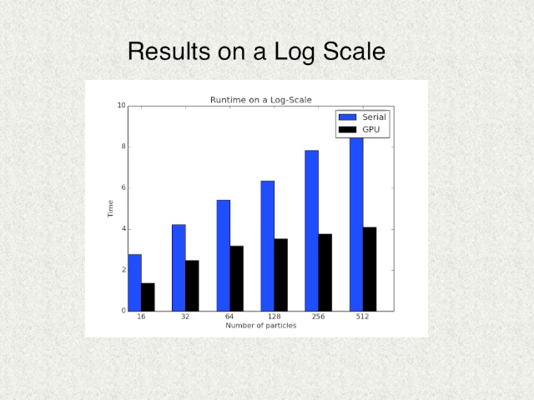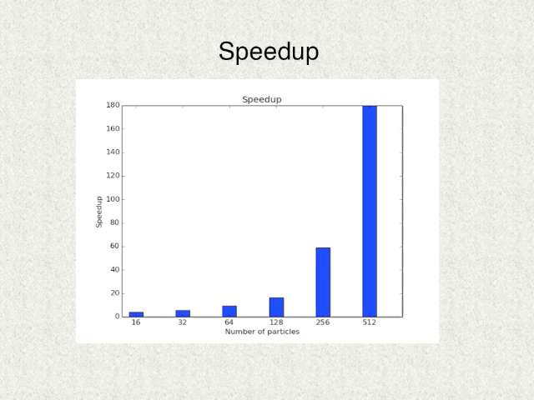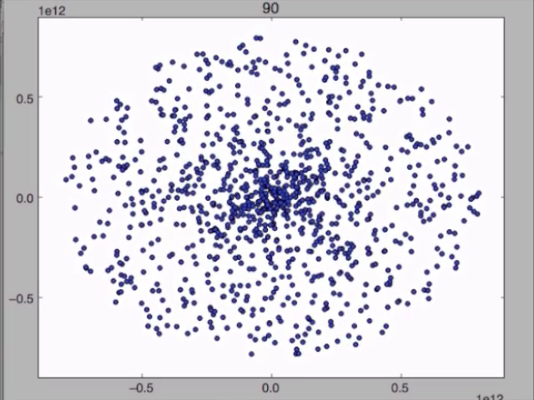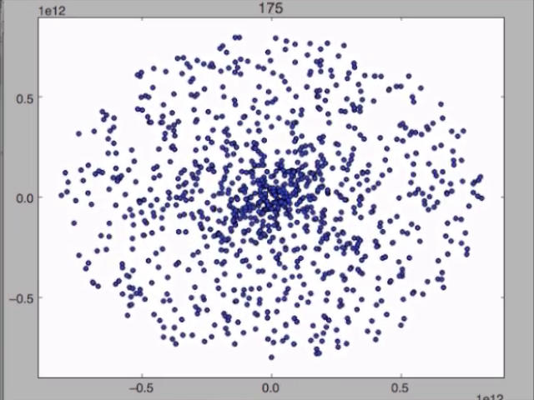As you can see, this version greatly reduced the runtime. Note that this plots on a log scale. And here are the corresponding speedups. Here is an example of our simulation for 1024 bodies.